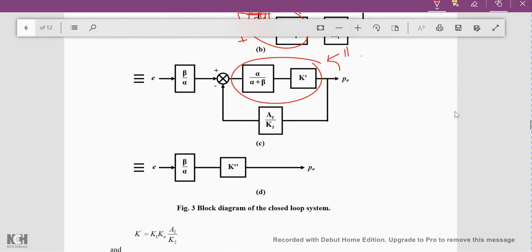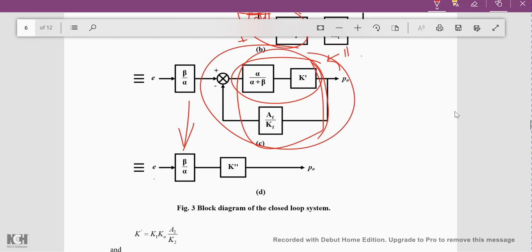Okay, and this is k double dash. Sorry, not only this, so totally this entire representation is converted into k double dash. Again we are going to write what is k double dash. As we know, for the negative feedback, what is the expression for this kind of representation? The input signal E goes through beta by alpha, then simplification of this entire block will give us k dash.